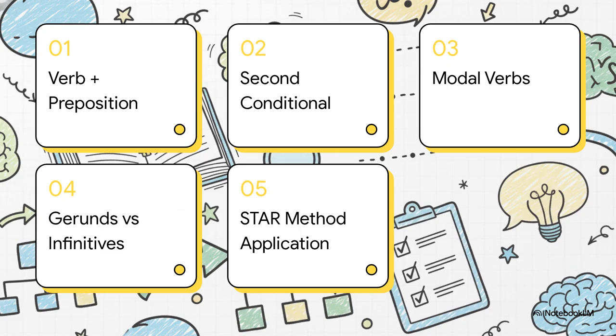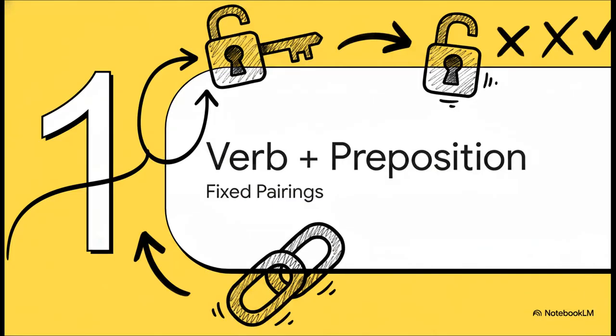So, how do we fix that? Well, here is our blueprint for today. We'll focus on 4 key areas: verb and preposition pairs, the second conditional, modal verbs, and gerunds versus infinitives. Then we'll apply them to the STAR interview method to build a winning answer. These are the 4 specific tools you need to communicate with real confidence. Let's start with Tool 1, Fixed Verb Preposition Pairs.